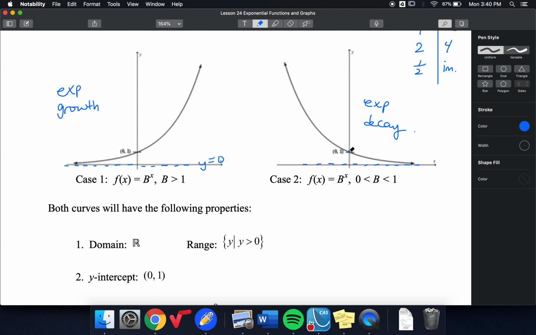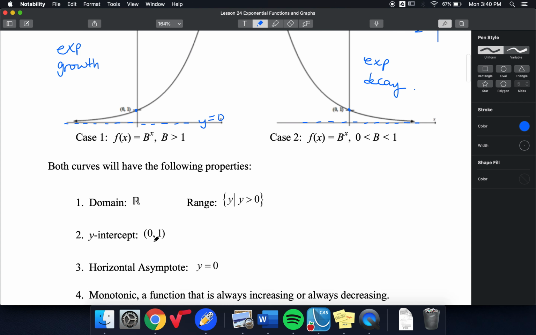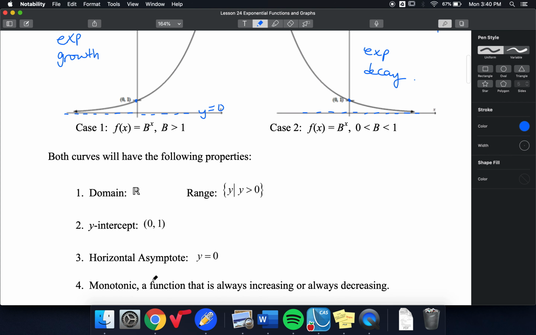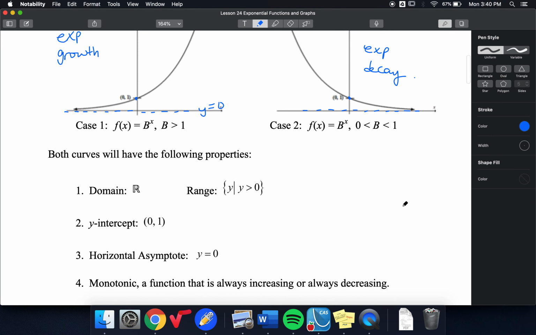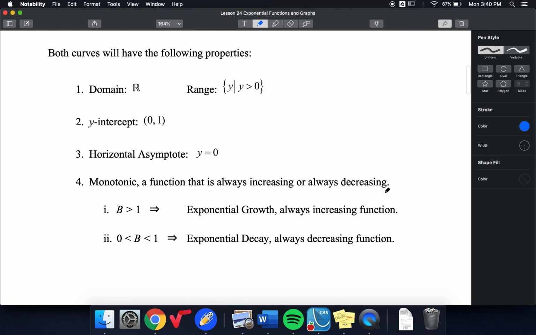The y-intercept, well, anything to the power of 0 is 1. I said horizontal asymptote. And again, we've got this word monotonic. So exponential growth, I've got monotonically increasing. Exponential decay, monotonically decreasing. So constantly growing on this side, constantly decreasing on this side. So that's your introduction to exponential functions.